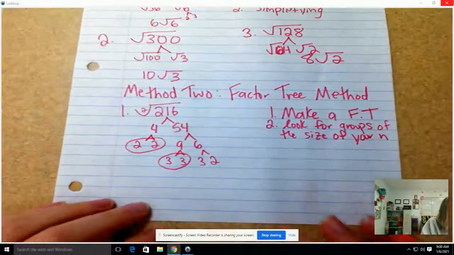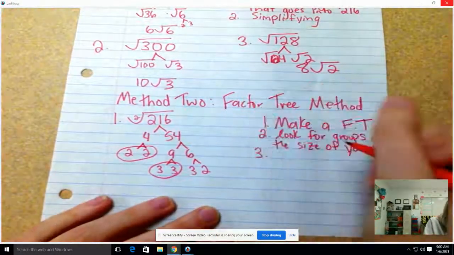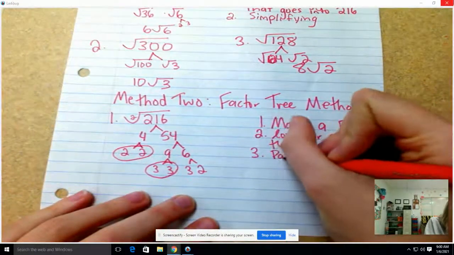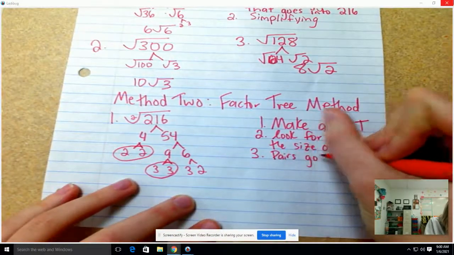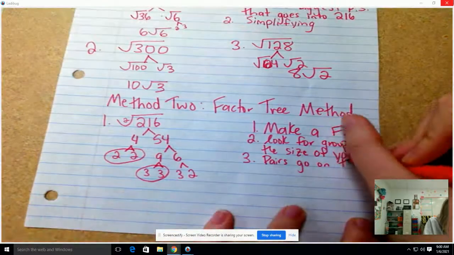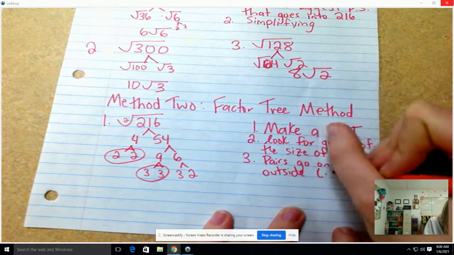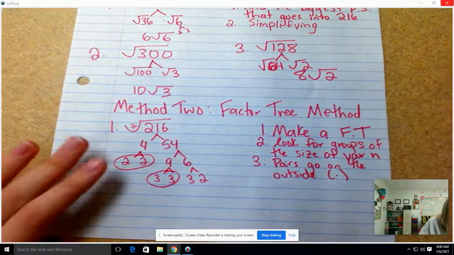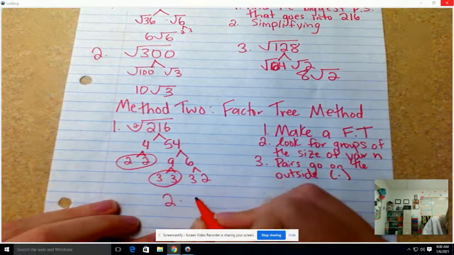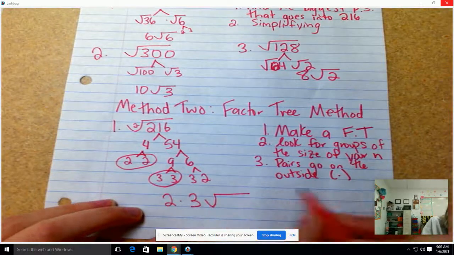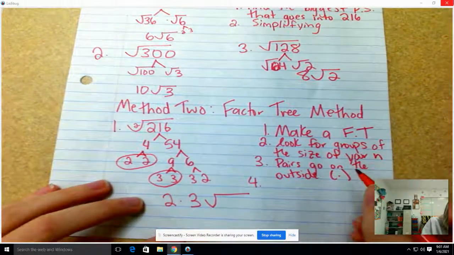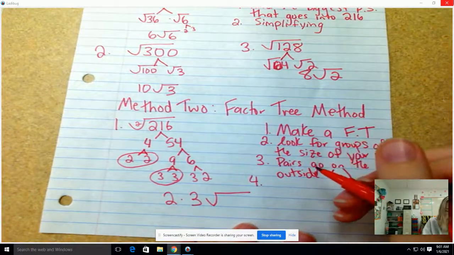So once you find your pairs, pairs go on the outside of the radical. So pairs go on the outside, and you're going to use multiplication to do so. So we're going to have 2 times 3, and then we're going to have a radical. And then the last step is what's not in the radical.